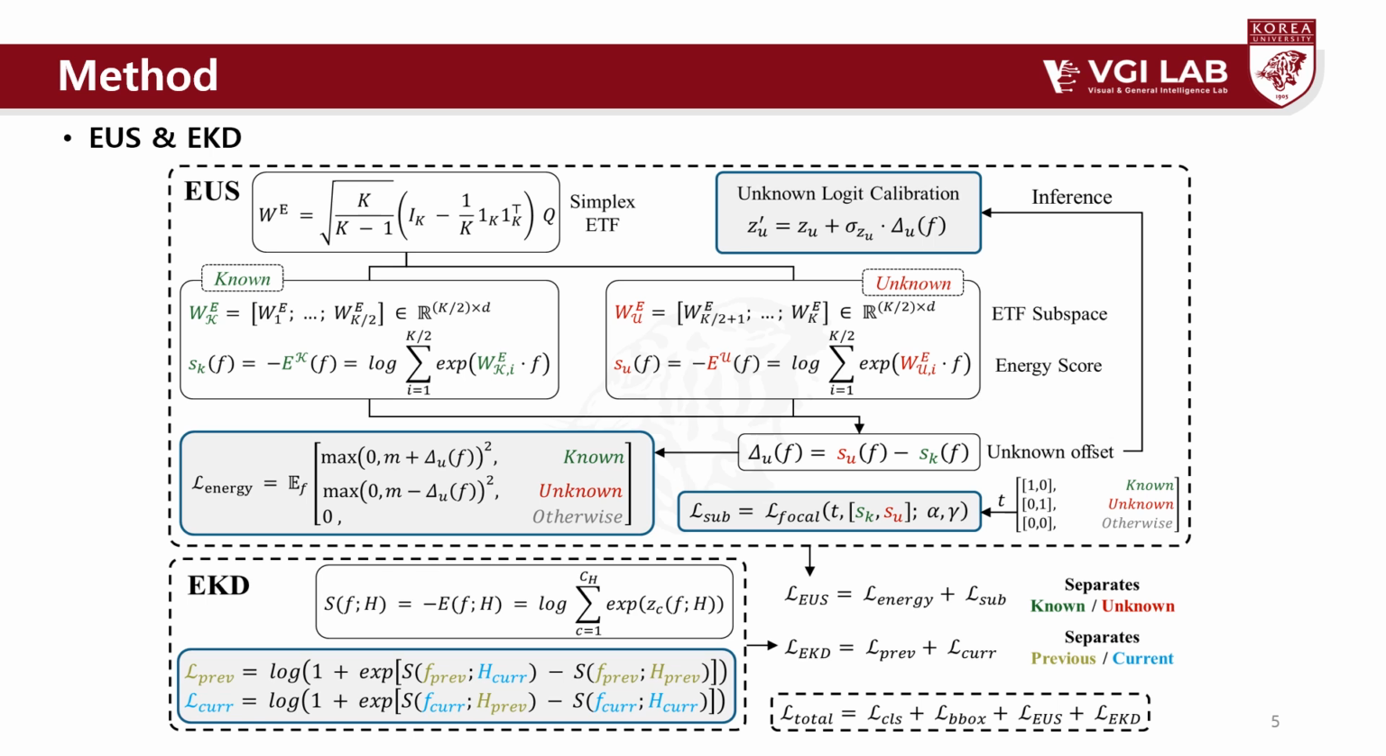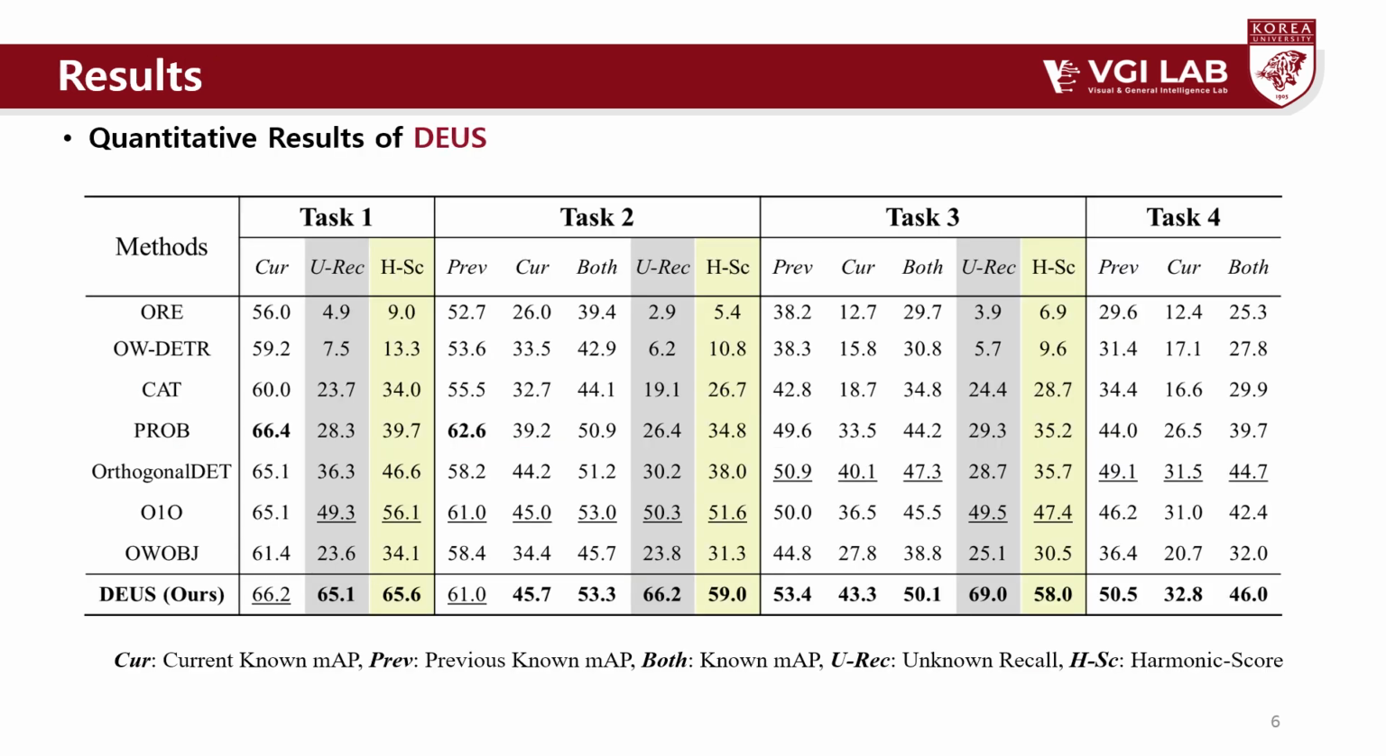Here are the actual losses. For EUS, we compute the known score in green and the unknown score in red, and the EUS loss uses these margins to push them apart. For EKD, the loss makes the previous task proposals and the current task proposals each prefer their own corresponding task head. The total loss simply adds these two to the standard detection losses.